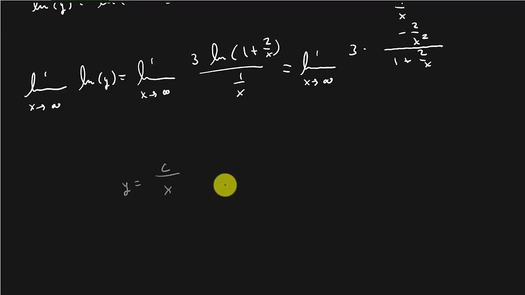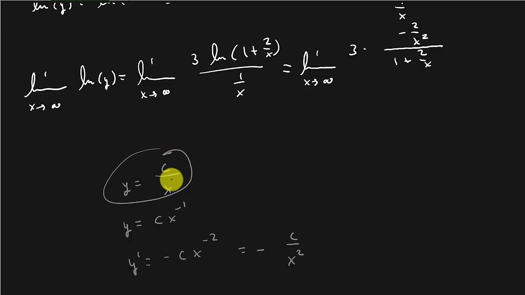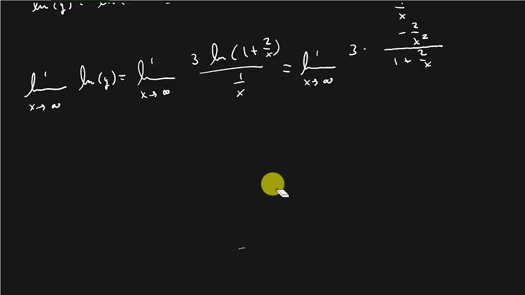Well, to take this derivative, we can rewrite this as y equals c times x to the negative 1. And then if we take the derivative, that's negative c times x to the negative 2, bring the negative 1 down, subtract 1, which is negative c over x squared. I would just remember this: whenever you have a number over x, it's negative that number over x squared. That's the easiest thing to do. Then you don't have to worry about going through all this and showing that work.